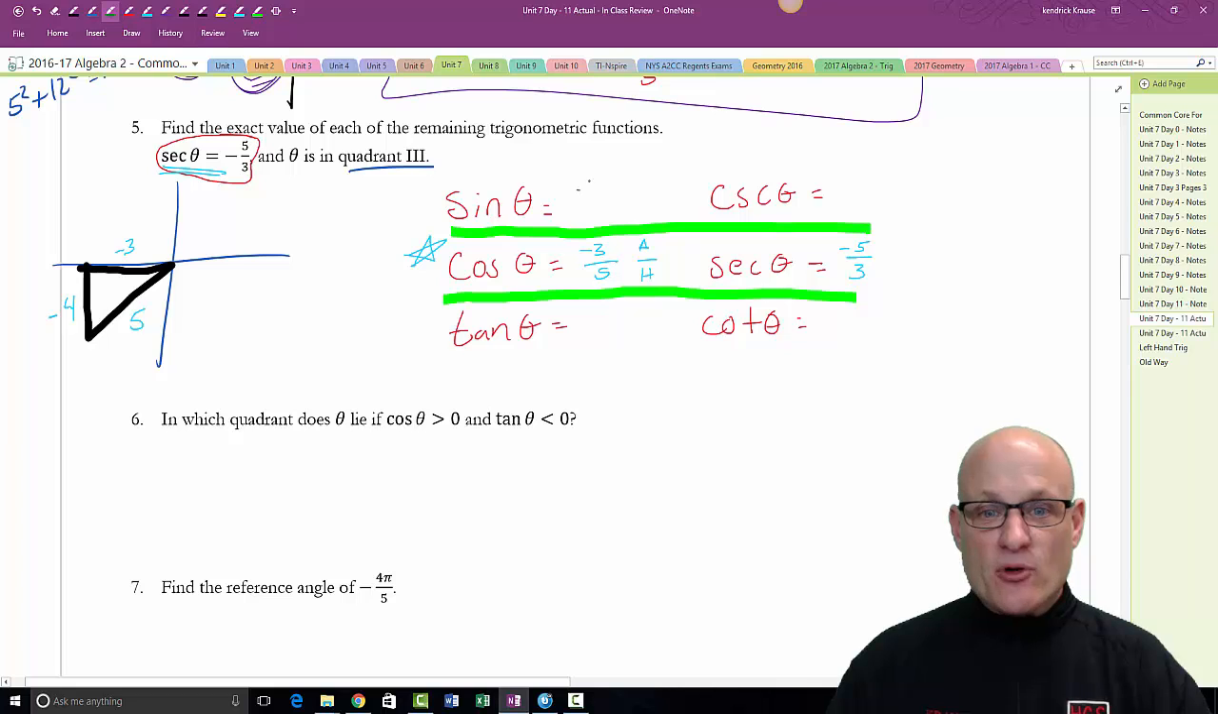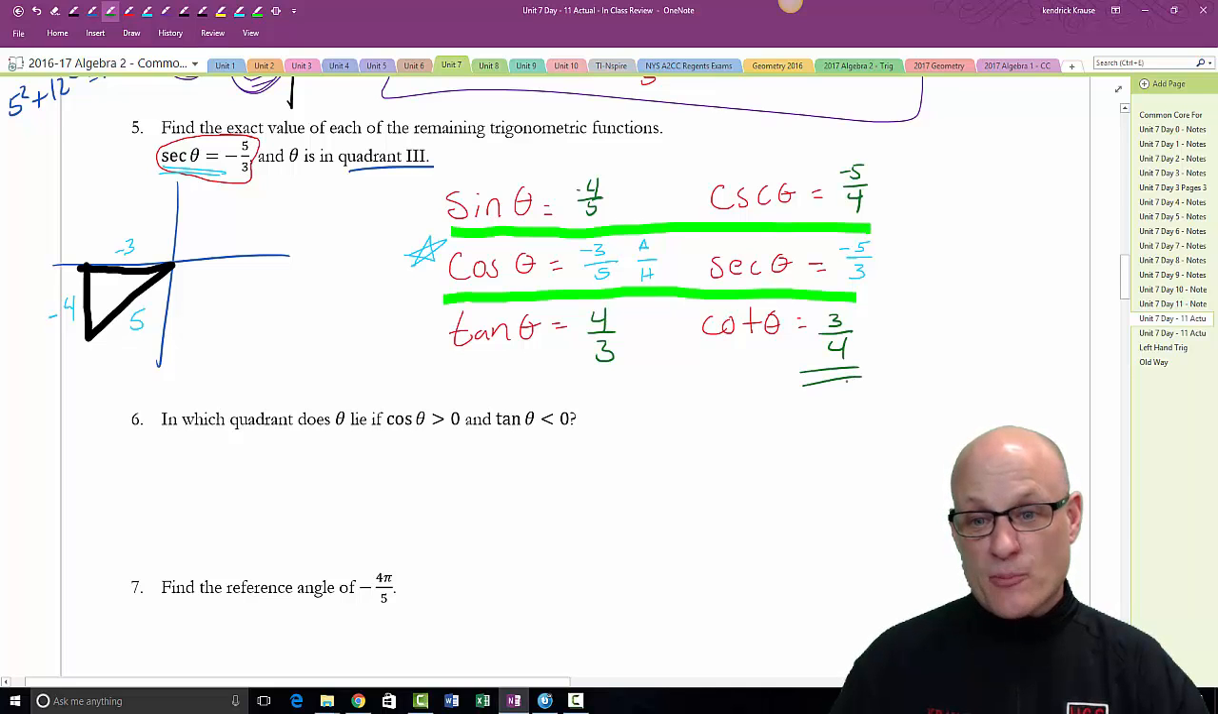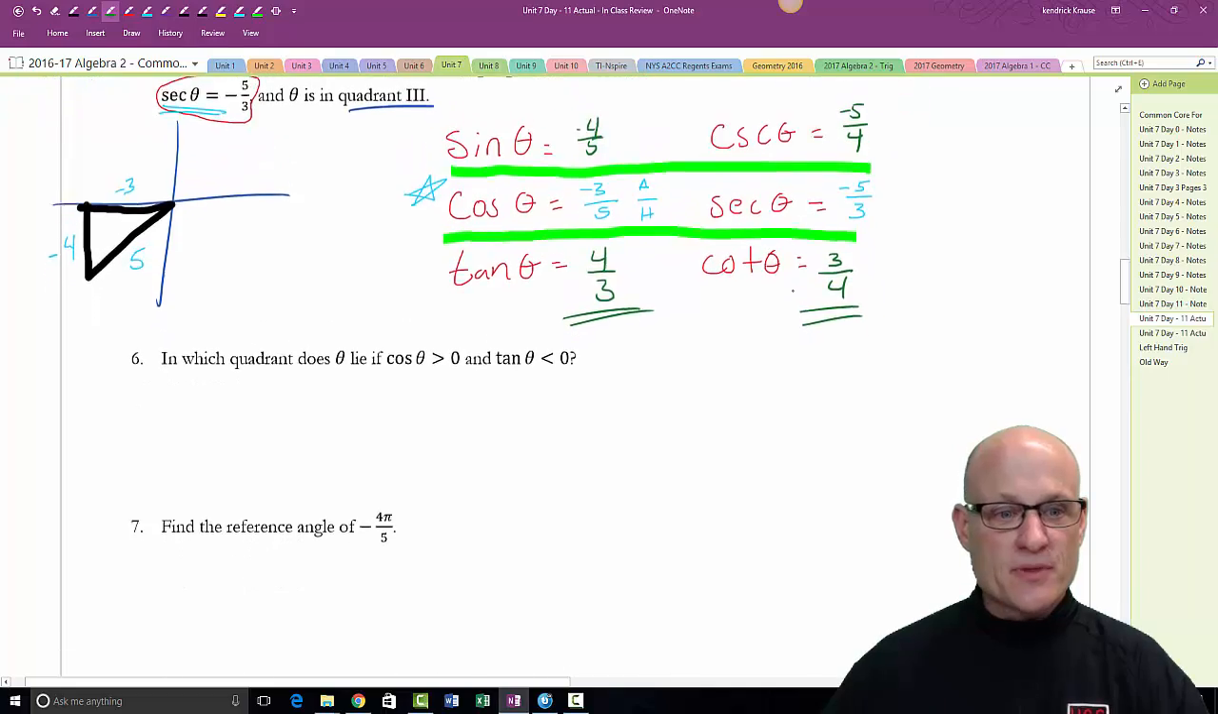Sine would be -4 over 5. Cosecant would be -5 over 4. Tangent is opposite over adjacent, 4 over 3. And cotangent is just the flip of that, 3 over 4. And notice these two are positive. And notice I didn't put -4 over -3. That would be not acceptable. Two negatives make a positive. Clean it up, kids.